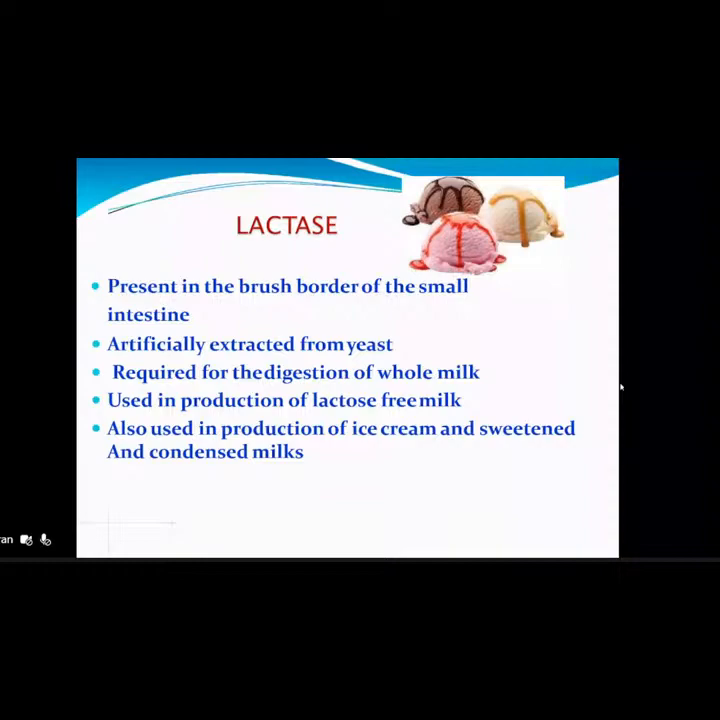And lactase is mainly used in two industries, the ice cream industry and the candy industry. To manufacture ice cream, it should be very soft, right? So for soft candy and soft ice cream, we need lactase, because lactase digests the lactose present in milk and makes the ice cream soft, right? So this is the main use of lactase in the ice cream industry. Next slide, please.